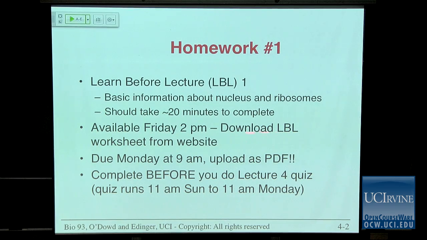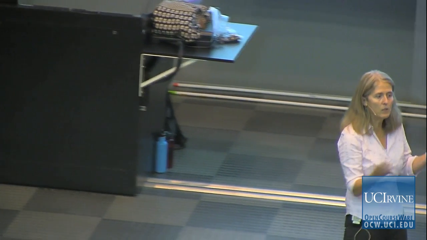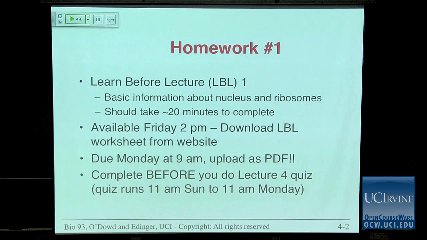Today after class, you're going to download an LBL worksheet from the website. It is a Word document. Then you can type your answers into that Word document, but to upload it, you need to convert it into a PDF. You can work with your friends on these. That's fine, you can talk to each other, but you have to do your own work and you have to upload your own LBL. If you upload your friend's, then you won't get credit for the assignment, and that is considered academic dishonesty. So you can work together, but you can't just copy their answers.